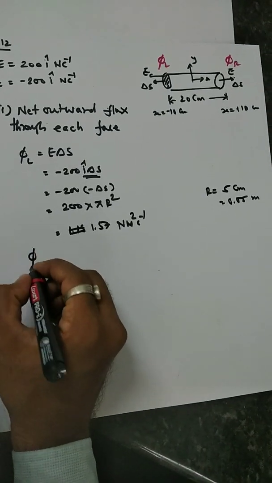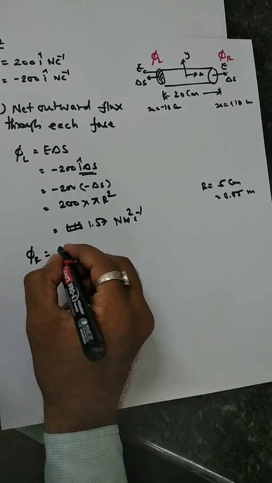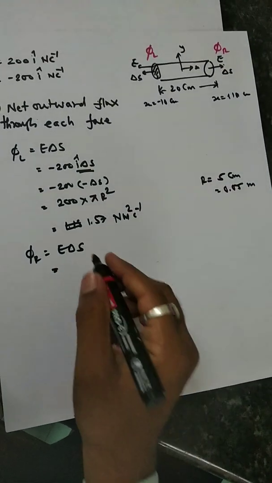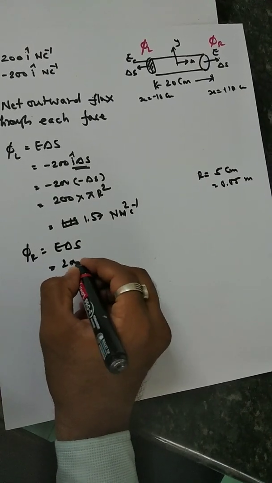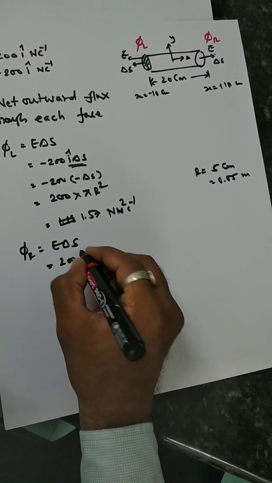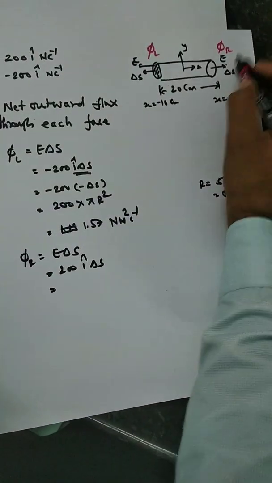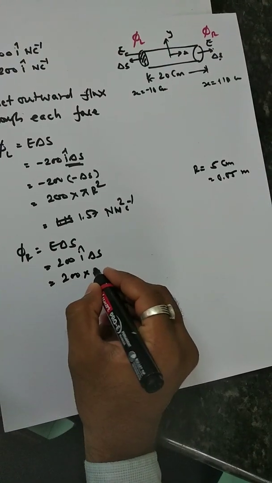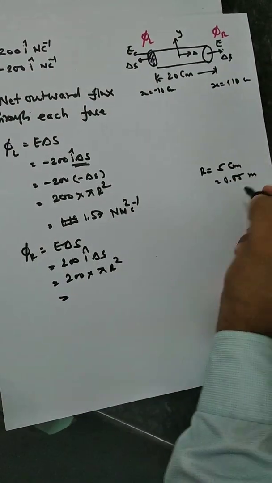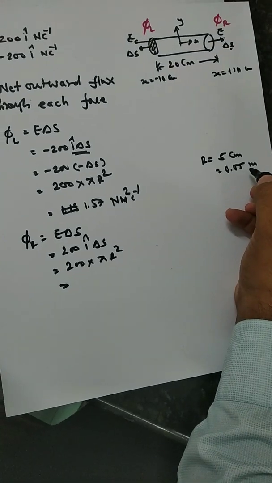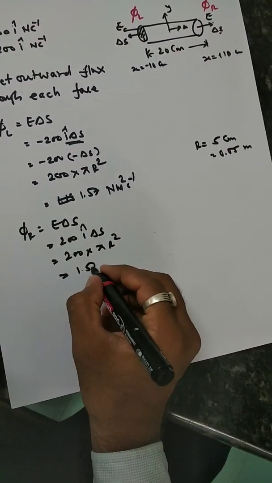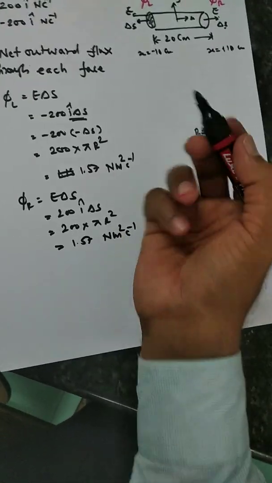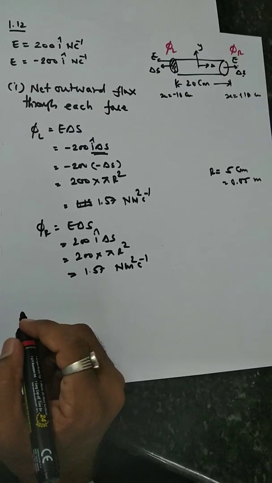In the same way, the electric flux on the right hand side will again be E delta S, and in that case we have the value of electric field as 200 i delta S. Here delta S is in the positive direction, so we will directly put 200 into pi r square. If we put the value of radius r as 0.05 meter, finally we will get the value as positive 1.57 Newton meter square Coulomb inverse. So these are the values of outward flux through each face.